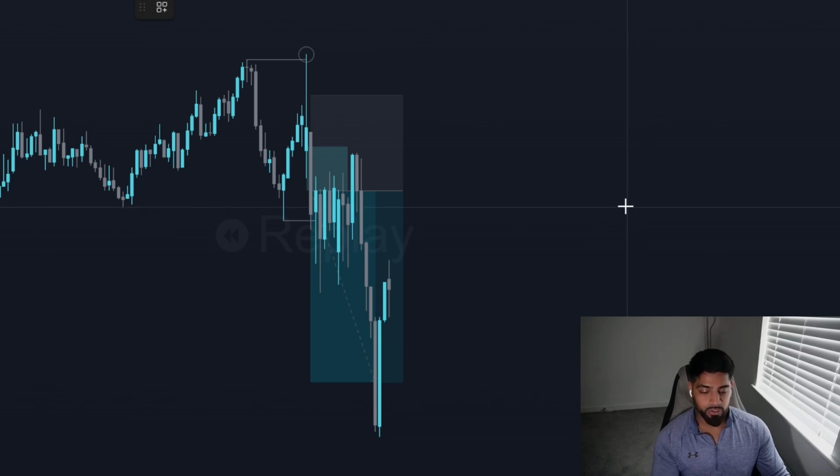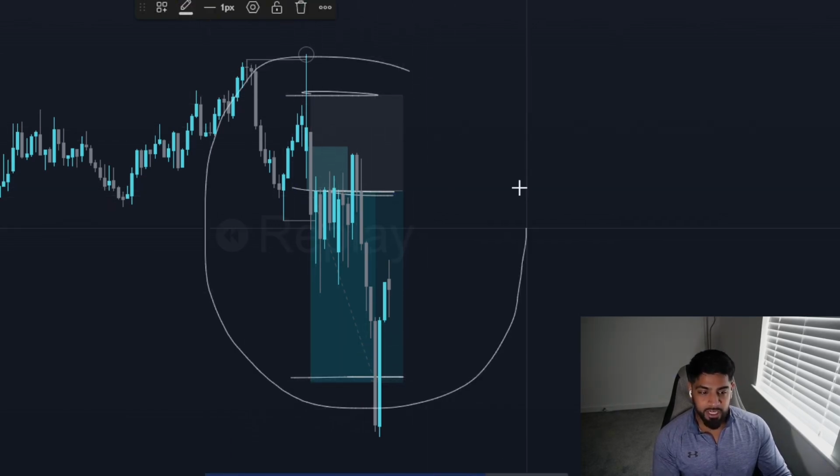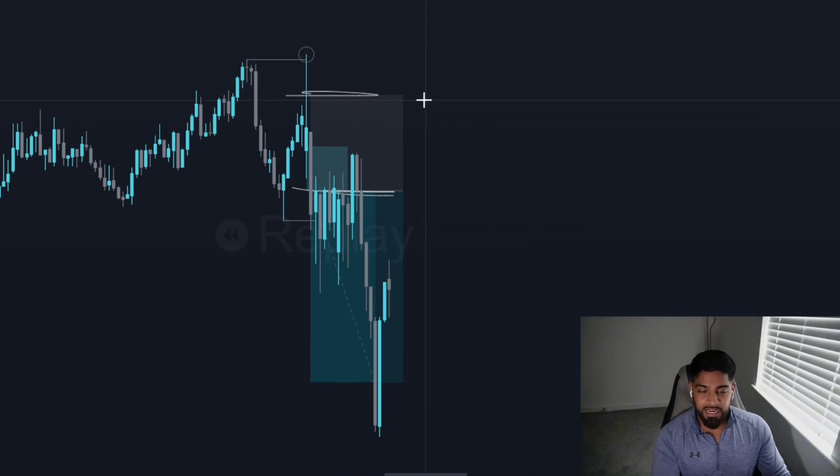Liquidity isn't a mythical concept. It's simply resting orders. Think about it. Every time you or a trader enters a position, what are we leaving behind? Stop losses, break-evens, buy limits, sell limits. Every time we're entering positions, we're leaving limit orders and other positions behind in the market.